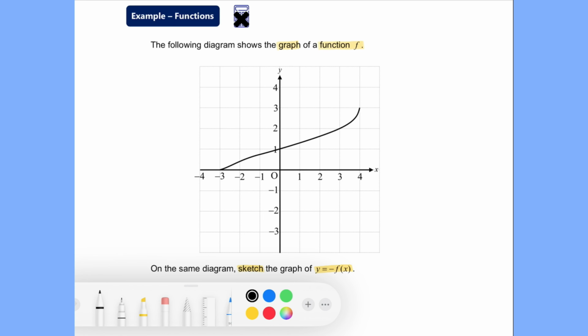So the first thing we have to understand is the relationship between the original function f(x) and the new function negative f(x). As we can see from the difference between the two notations, we have an extra negative sign outside the original notation f(x), and this represents the reflection about the x-axis.